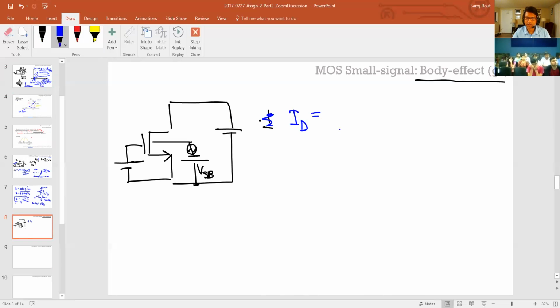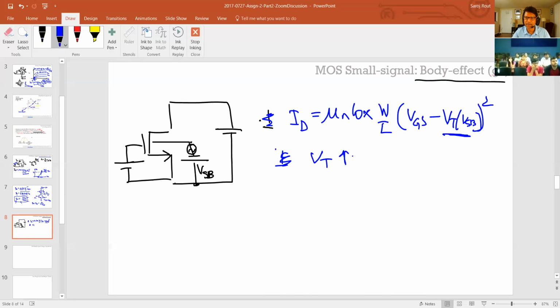Then that current changes, because if you write the current equation in active mode again, and most of the time we'll be talking about active mode, then this is VGS minus VT squared. But this VT is actually a function of VSB. Which means that if VT is increasing, ID will decrease. And VT increases with VSB increasing. That's the equation I showed you last time. I won't rewrite it, but just take it for granted.